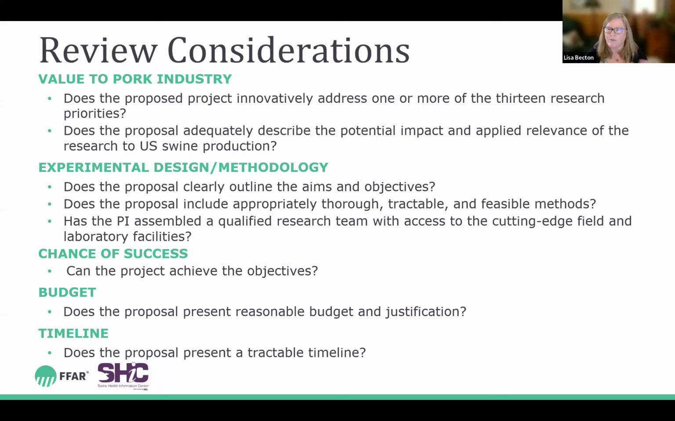And so those are just a very brief glimpse of some of the key questions and review points that are assessed for each and every proposal. So next slide, please.